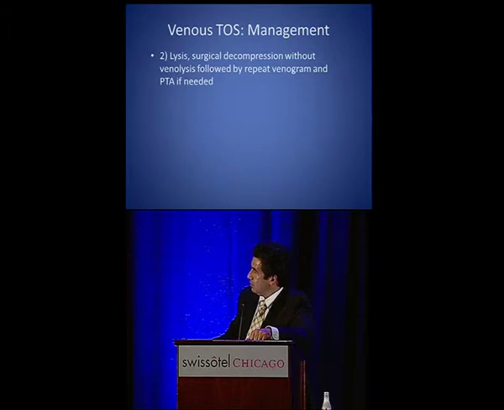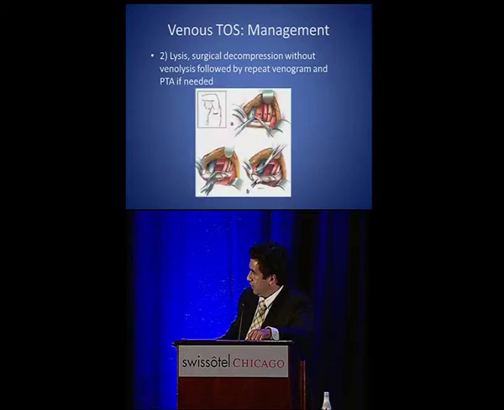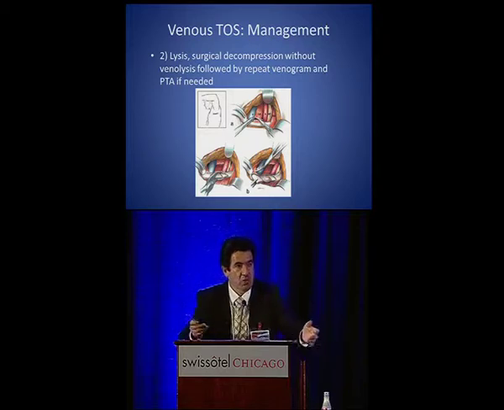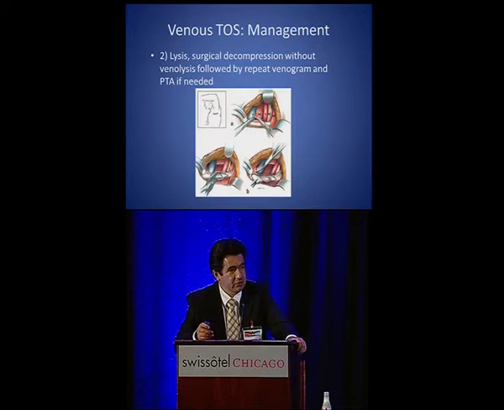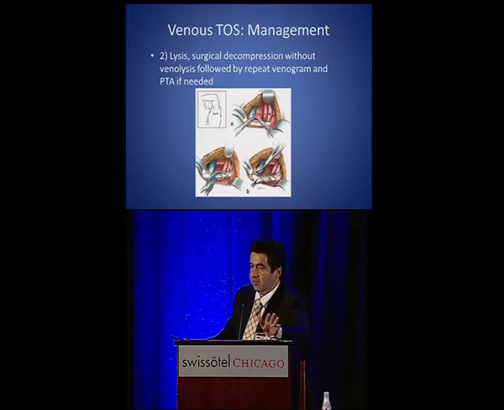The second most aggressive form of treatment is you do lysis, and then you go immediately after for decompression without lysing the vein, without putting a patch. And then you repeat a venogram and PTA if needed. And this is kind of what we do at Northwestern. We go for lysis. We do the decompression either in the same admission or shortly after. I sometimes let patients go home, depending on their and my schedule, and they come back in a few weeks. And then I do a transaxillary decompression, leave the vein alone. And then I do a venogram if the symptoms recur.